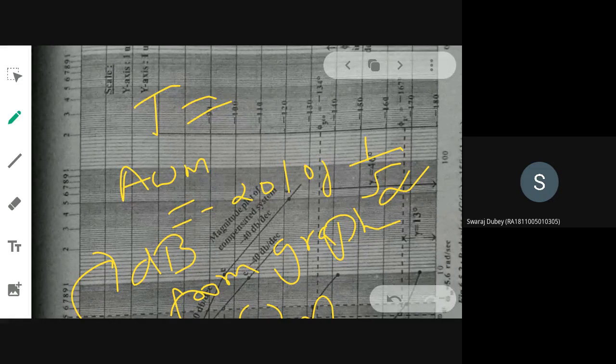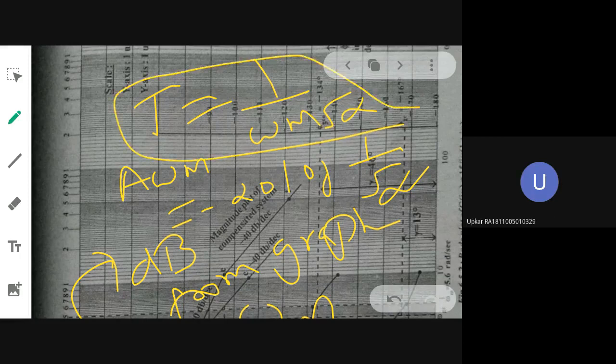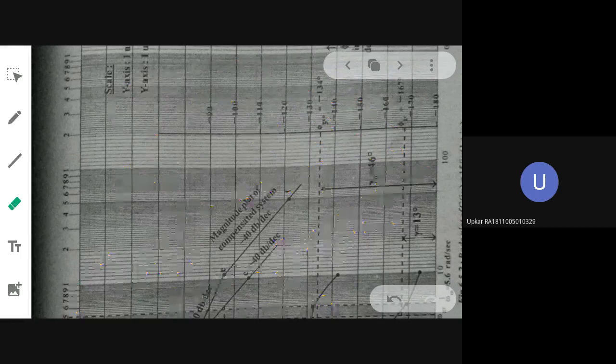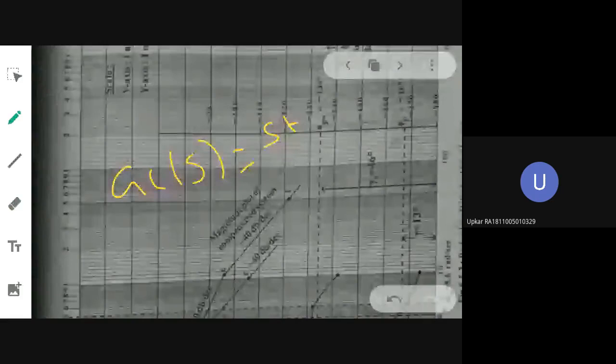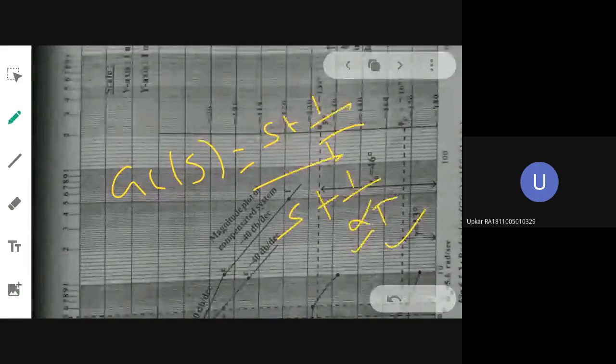What is the formula for T? T equals 1 by omega m into square root of alpha. By using this, you will calculate T. Then finally, for obtaining the transfer function, the general formula is s plus 1 by T divided by s plus 1 by alpha T. In this, you will substitute alpha and T and find GC of s.